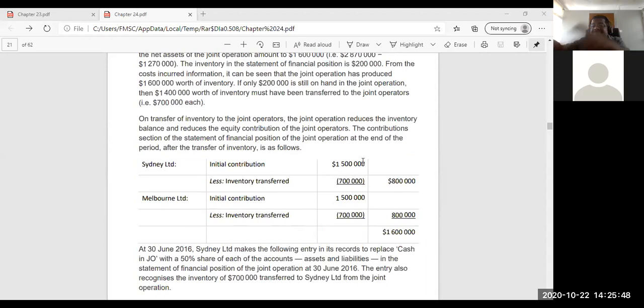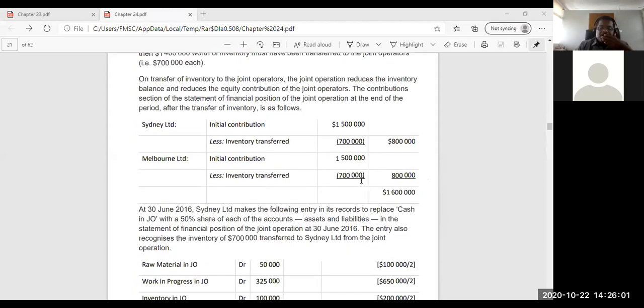So your interest, your contribution to the business when the financial year ends is 1,800. That is the method of recording joint operations.